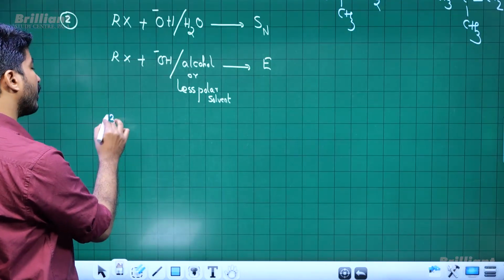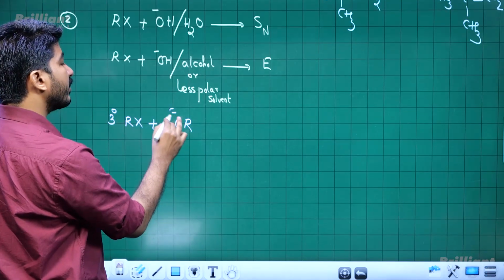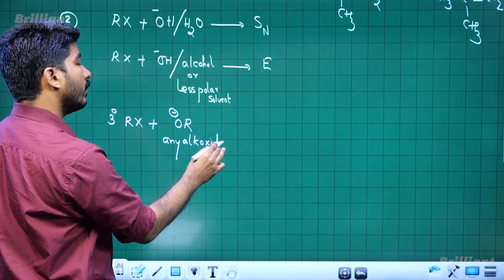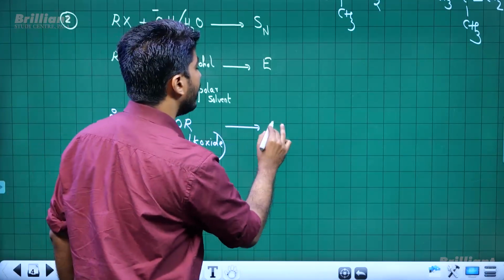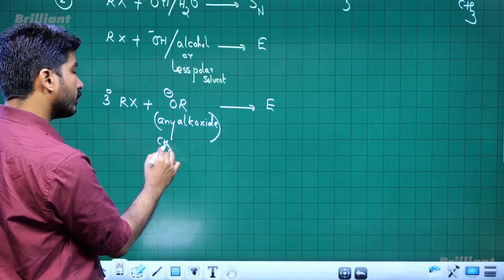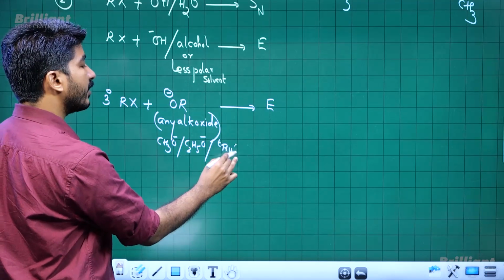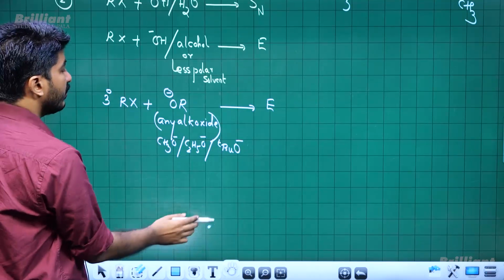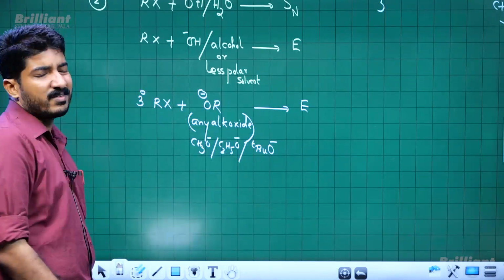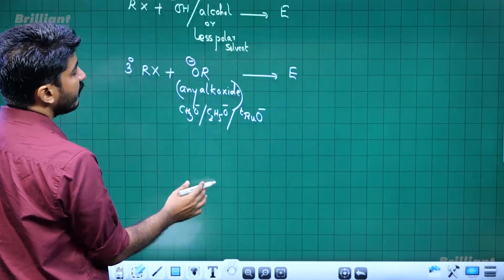And one other case is tertiary haloalkane. If we treat it with alkoxide, any alkoxide, we get elimination reactions. It could be methoxide, ethoxide, or tertiary butoxide, any alkoxide. If you treat a tertiary haloalkane with these, then elimination is the main reaction. Sometimes we say there is no substitution also, because what would be the reason? You can imagine the reason for this.